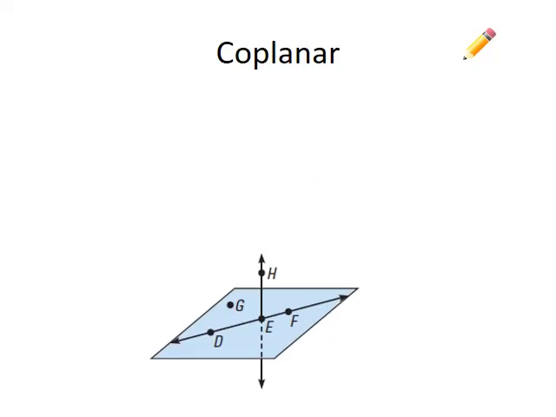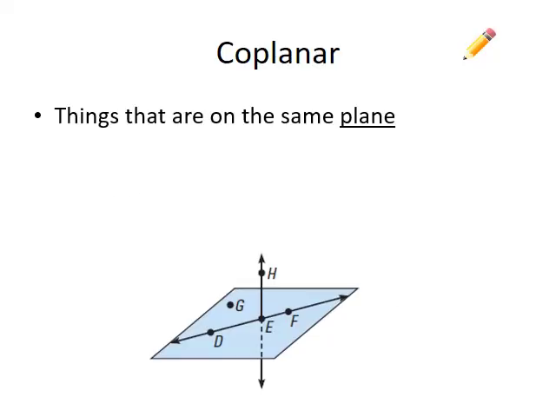Now let's take that same concept of collinear and apply it to coplanar. Coplanar are things that are on the same plane. Remember we said things, because think back to our definition of a plane. We can have points or lines or rays on a plane. So we can have multiple things on a plane. So these are things on the same plane.